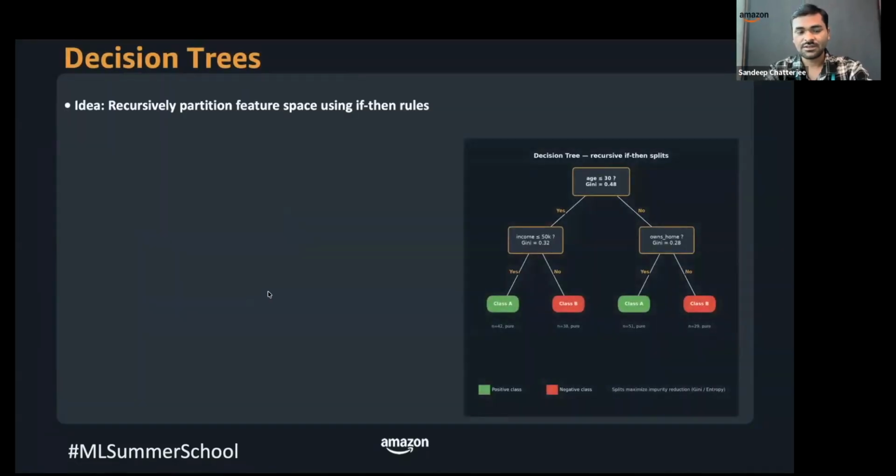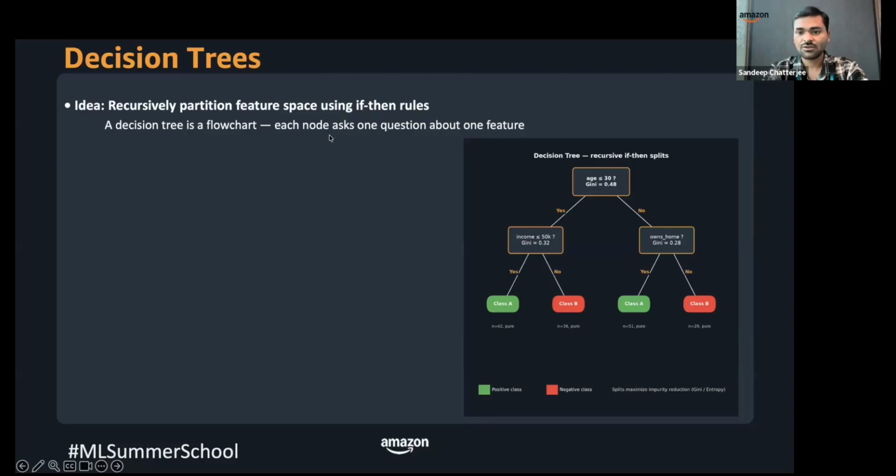Starting with decision trees, what are decision trees? So the fundamental idea here, as you can see on the slide, is to recursively partition our feature space using simple if-then rules. In plain English, a decision tree is just a flow chart. At every single step or node, the model asks one specific question about one specific feature to split the data.